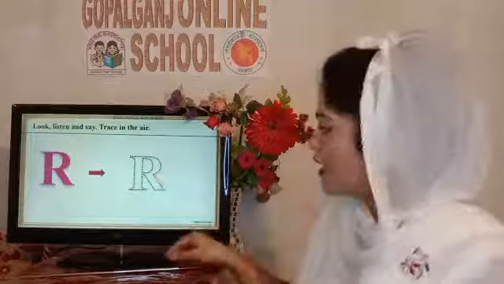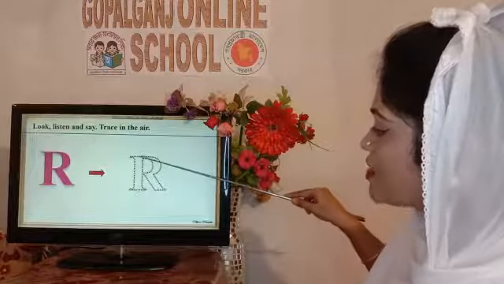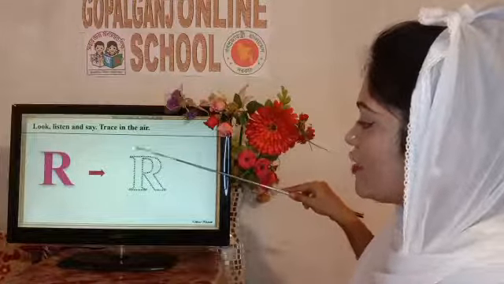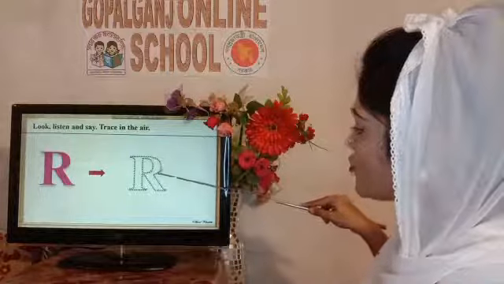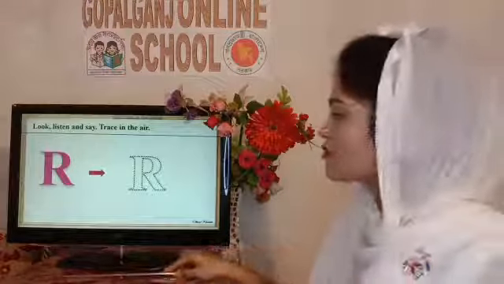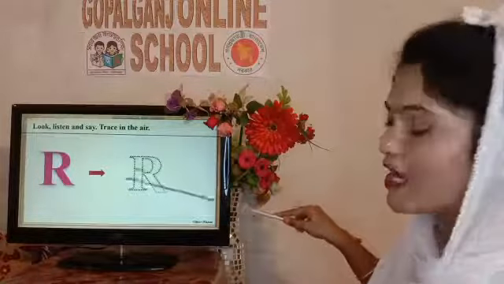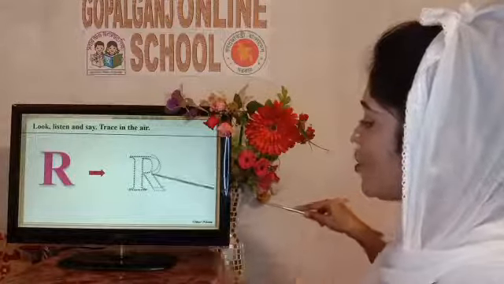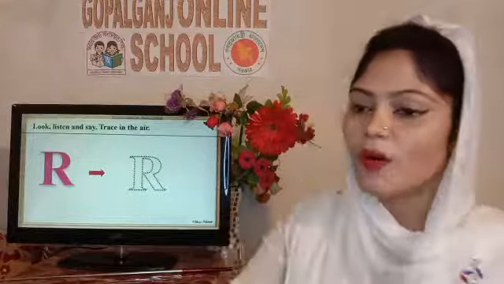Press in the air. We will write R from up to down and round from left to right and down. Okay. R. Ra, ra, R. And press in the air, students. From up to down and round from left to right and down. Okay.